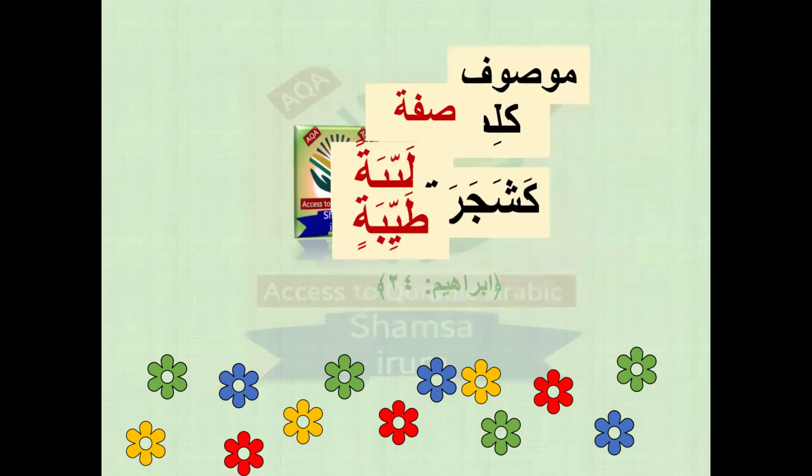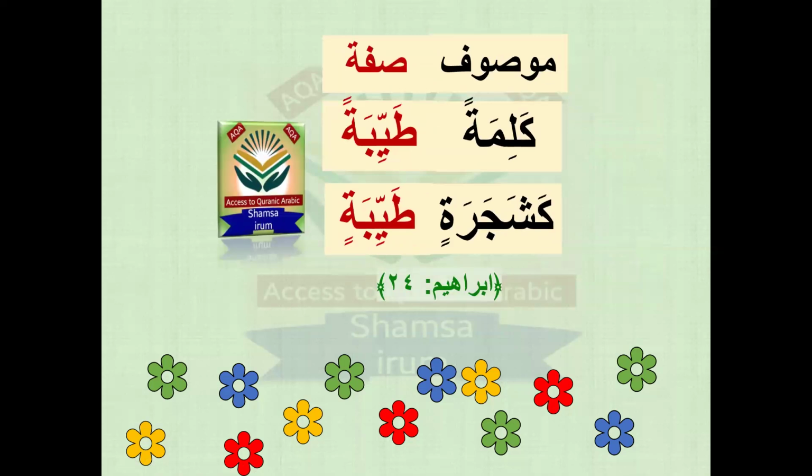Okay, so now kalimatan tayyibatan. So tayyibatan is the correct sifa of the kalimatan, and tayyibatin is the sifa of the shajaratin. So they both look majroor now, and they both are mansoob now. It is from the surah Ibrahim. Okay, you can see this ayah. They both came in this one ayah.